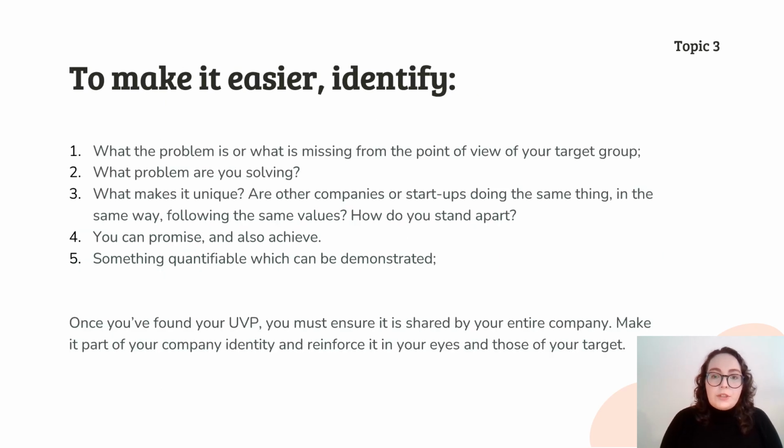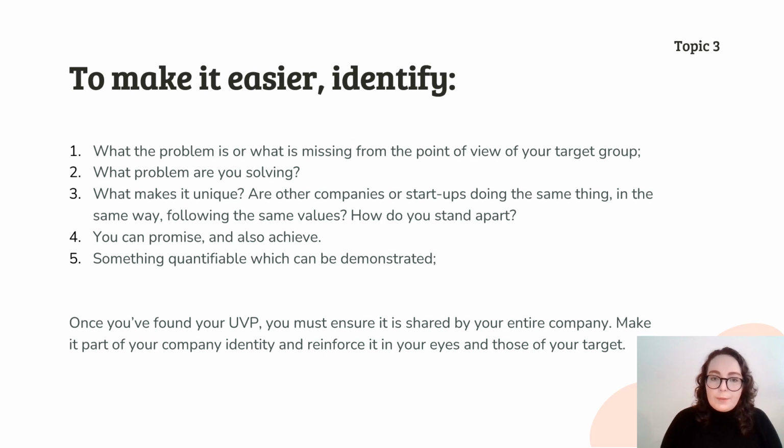When trying to create your UVP, identifying the following can make the task less daunting. First, what is the problem your product or service will reduce? What do your target group think is missing? Second, how can your product or service solve the problem? Third, is it unique? Do other companies or startups do the same thing, in the same way, following the same values? As a social enterprise, your values will be at the heart of your UVP.